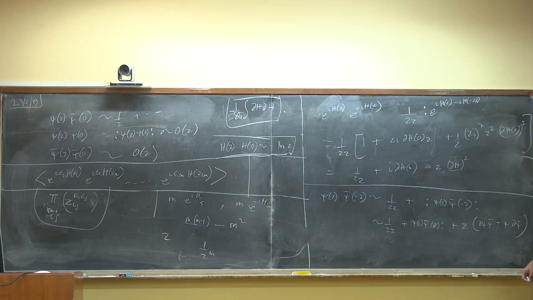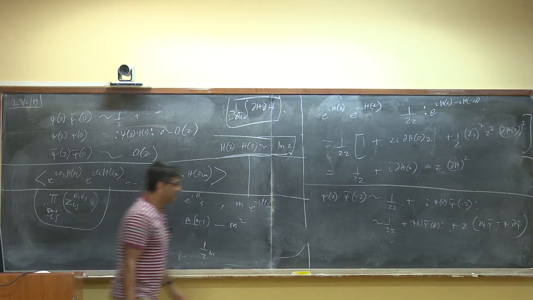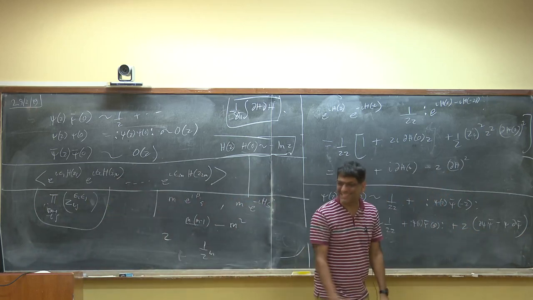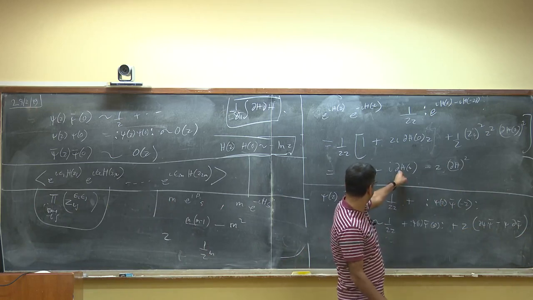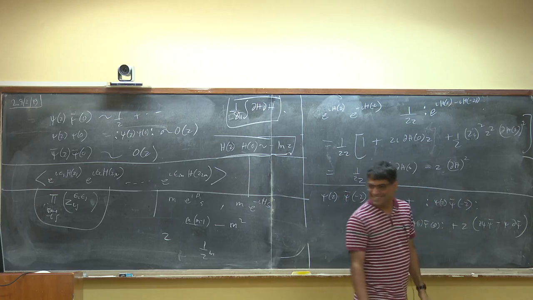Psi and psi bar are sort of on an equal footing. And so del psi psi bar plus del psi bar psi. This is the U1 current. And this is the stress tensor. This is the shift symmetry current. And this is the stress tensor.